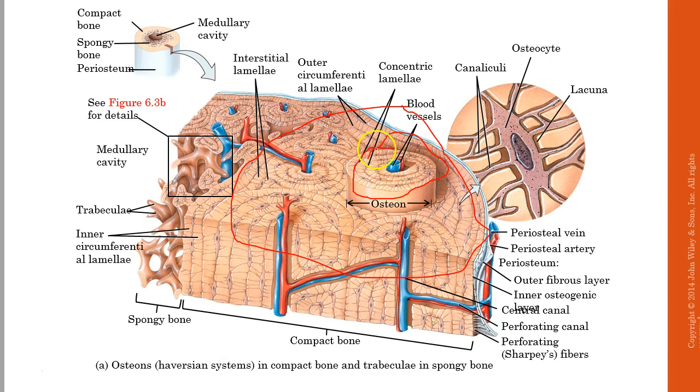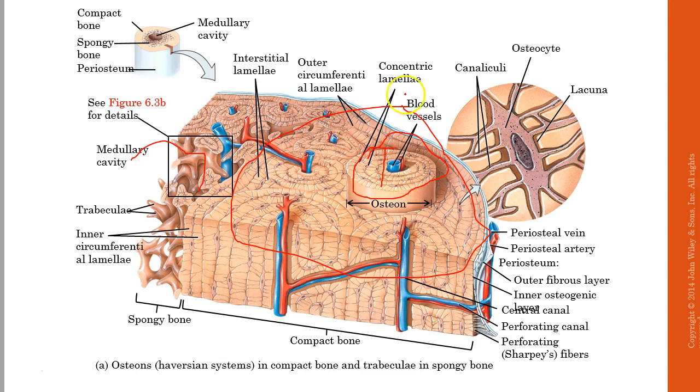Compact is very organized, very densely packed into these osteon structures. The spongy bone, on the other hand, is going to be a lot more airy. So a lot more space, again, kind of like a cavern, almost looks like coral on a reef.